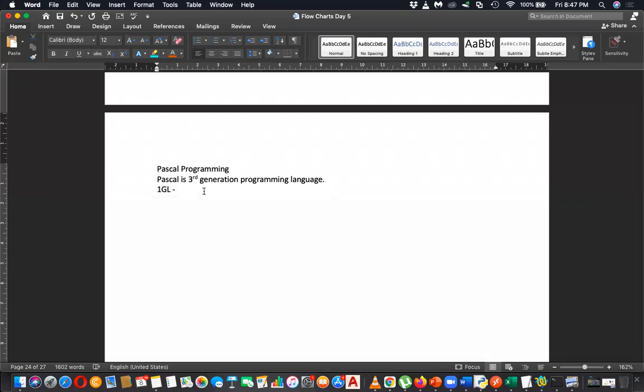First generation languages are called machine languages. 1GL means machine language. It is how you explain a thing to electronic components or machine. Okay, tell me how you explain your bulb in your room to light up? How do you explain to your bulb to light up?